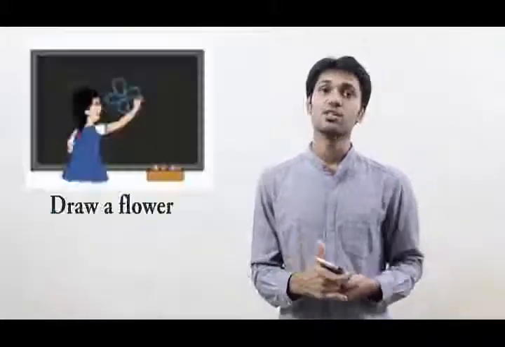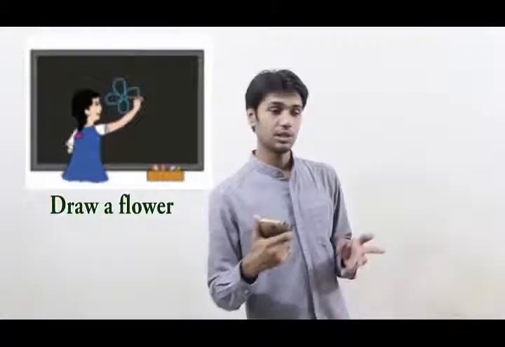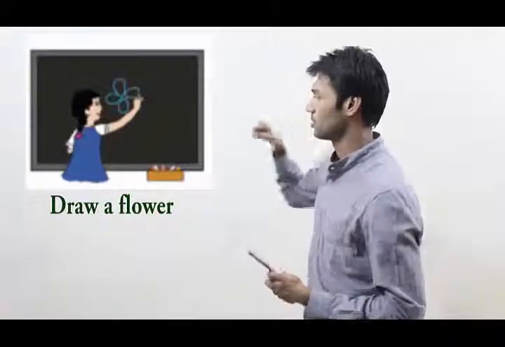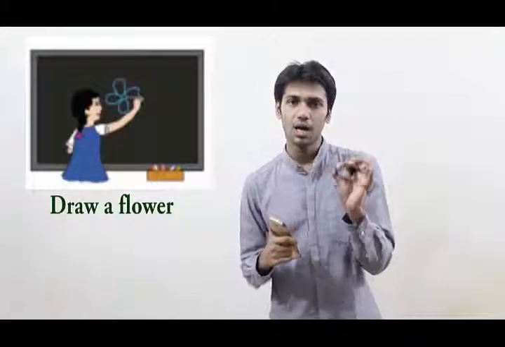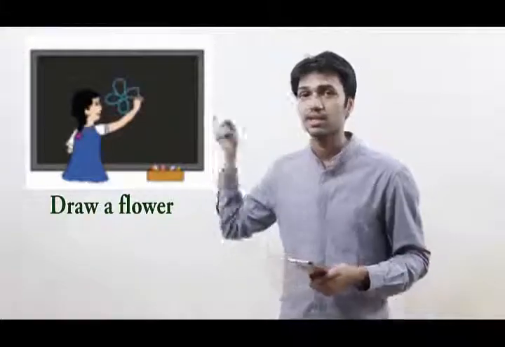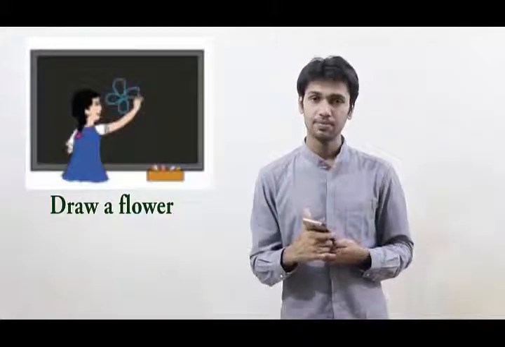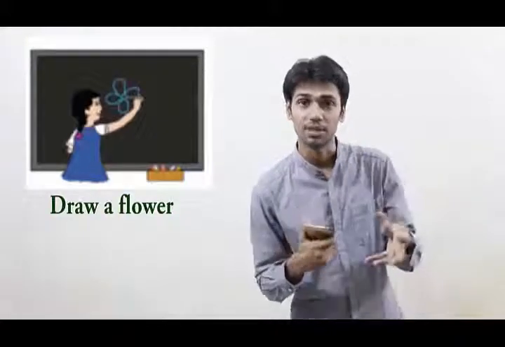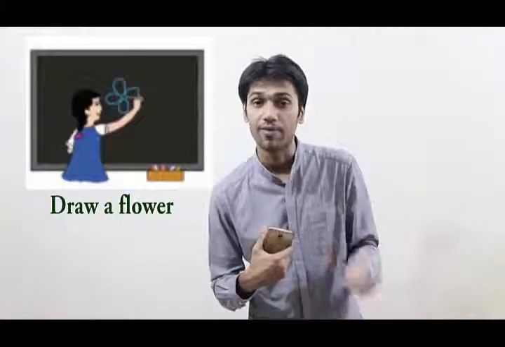The next one is draw a flower. Before you start explaining these instructions, you draw a flower on the blackboard. Then tell them, guys or students, when I ask you to draw a flower, you will draw a flower like this on the blackboard. Then again tell them, draw means drawing something. Draw a flower means I am asking you to draw a flower.